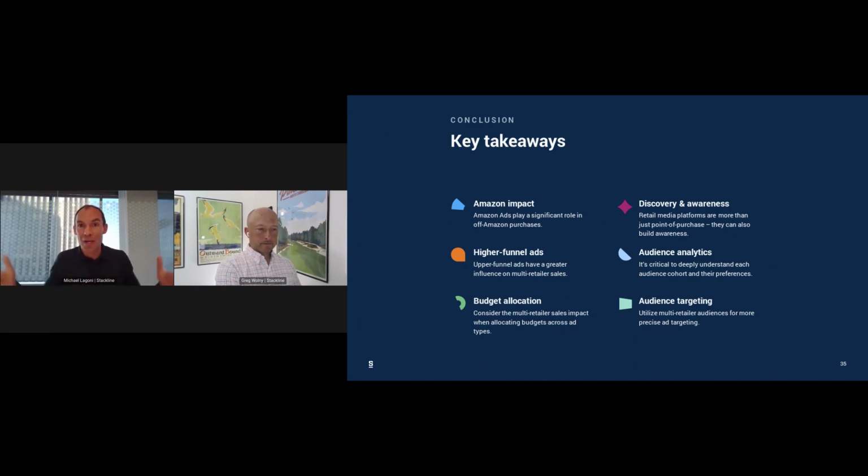And where this is all going next is this next phase is where brands are going to be able to understand the unique performance of unique audiences that they're targeting, right?